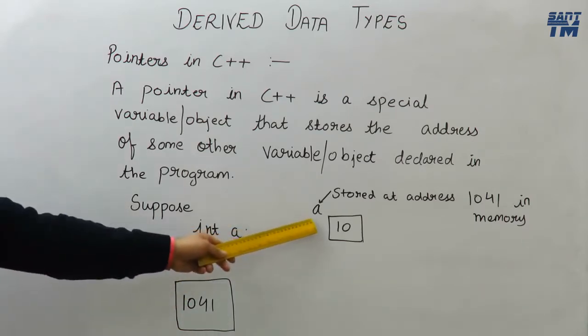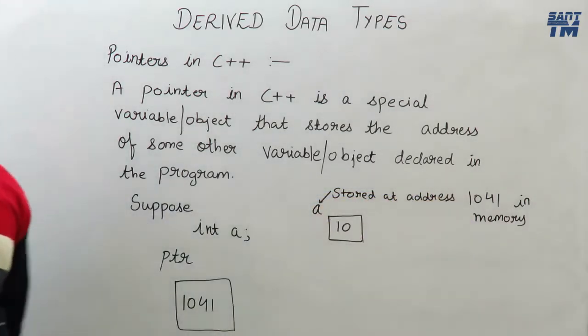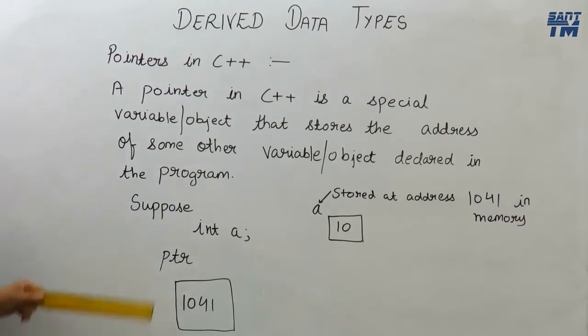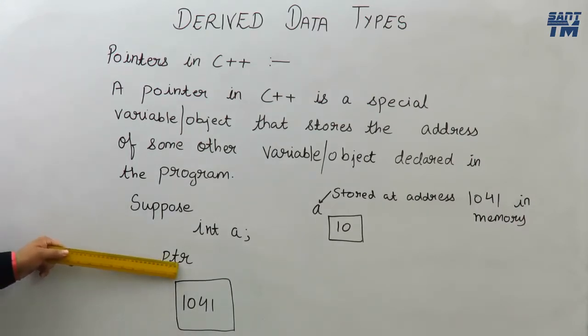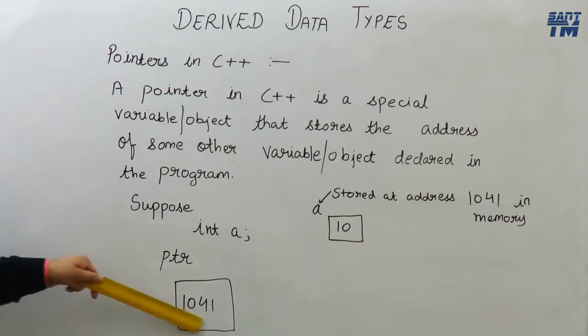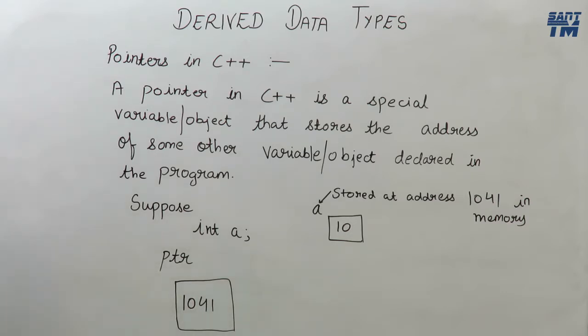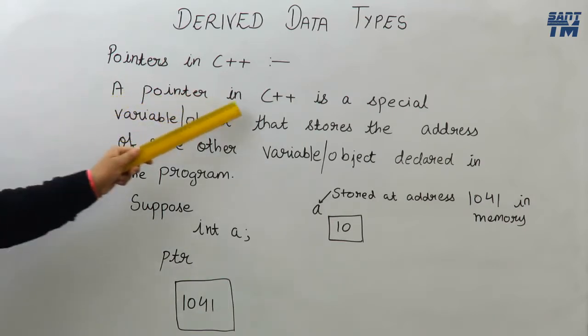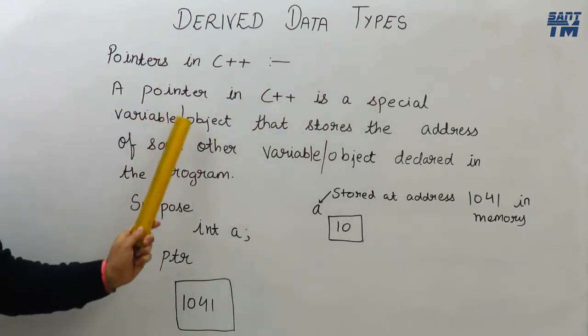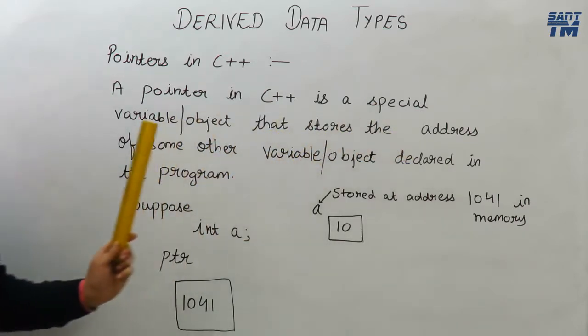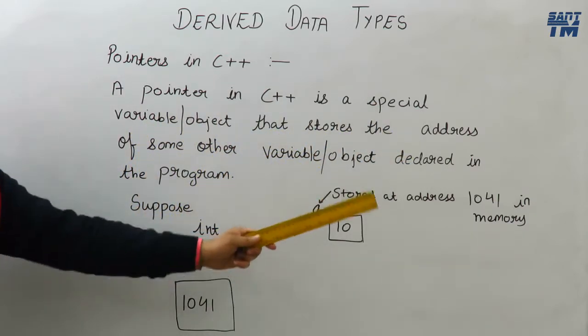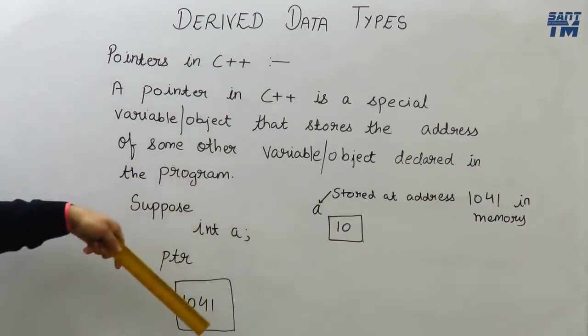Suppose a is stored at memory location 1041 in your CPU memory. Then a pointer variable, say ptr, will store 1041. A pointer variable will store the memory address of some other variable in your C++ program. We declare pointer variables deliberately when we need them in our program. So note this down. A pointer in C++ is a special variable or object that stores the address of some other variable or object declared in the program, and this is the example.